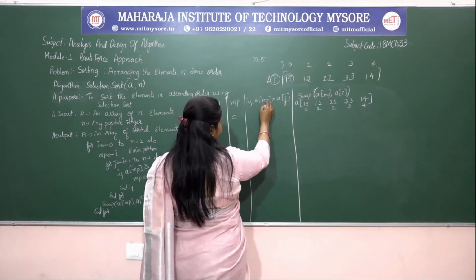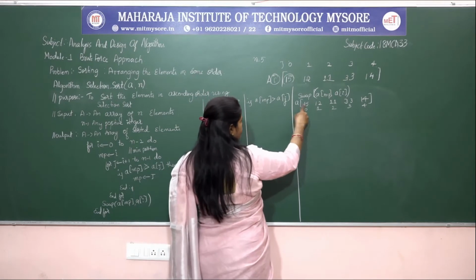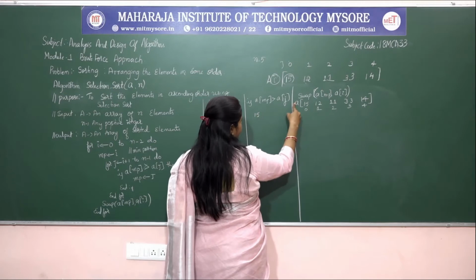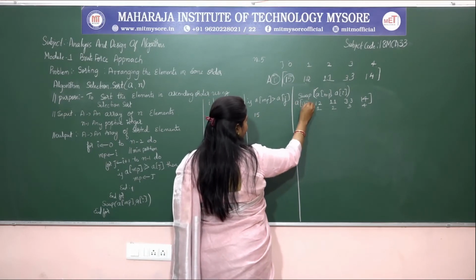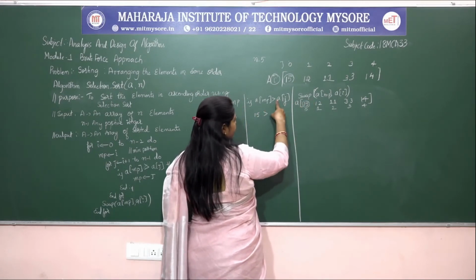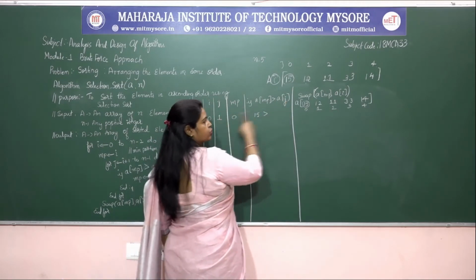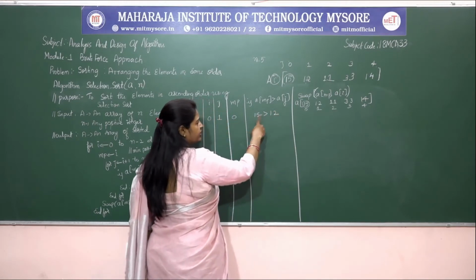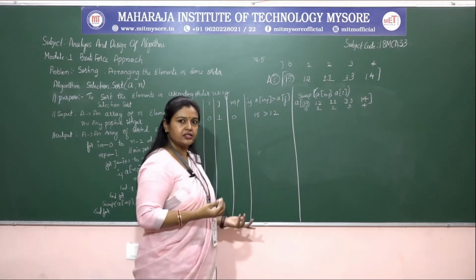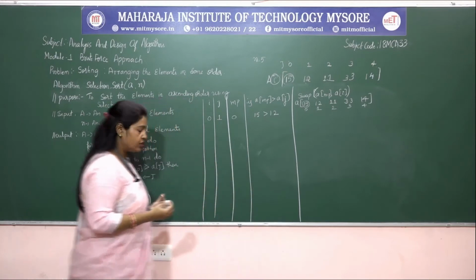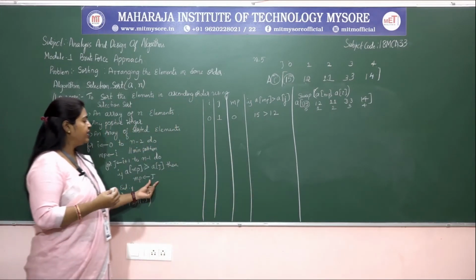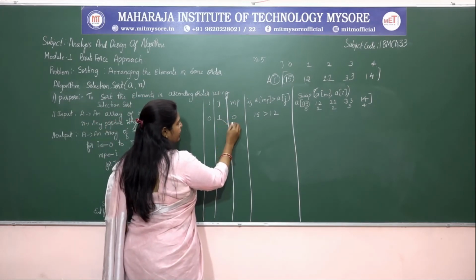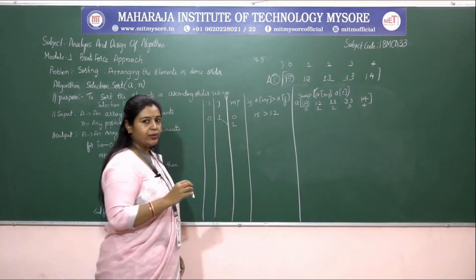So A of MP. What is MP? 0. So this 0th position element is what? 15. So A of 0 is equal to 15, and 15 is going to be compared with A of J. What is J? 1. So the first position element is what? 12. Is it true? 15 is greater than 12. Yes, it is true. If it is true, what is the action? The action is MP will be equal to J. What is J value? 1. Okay, it will be equal to 1.